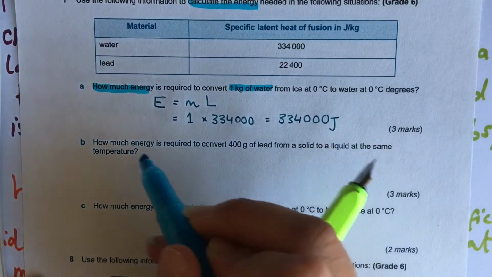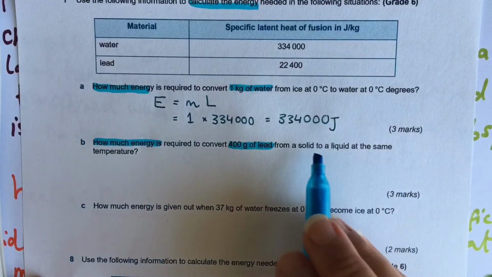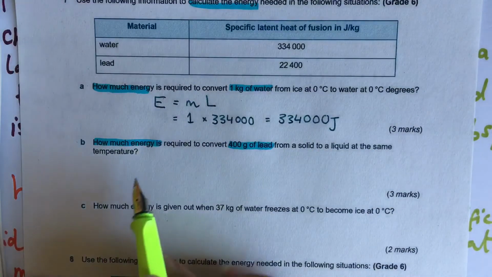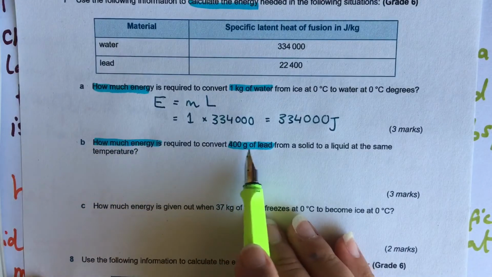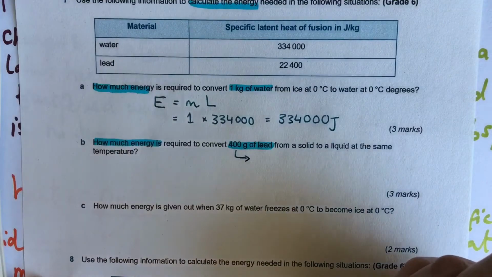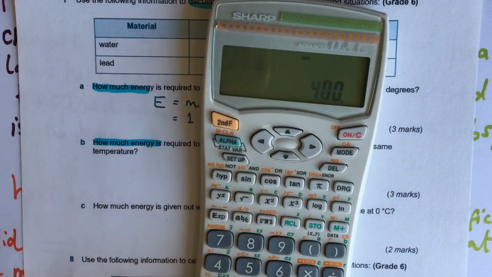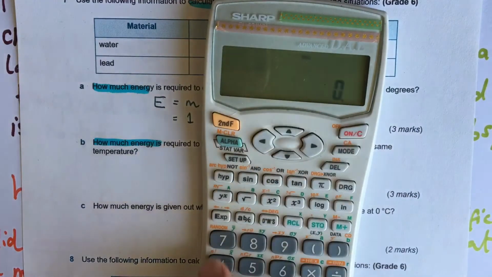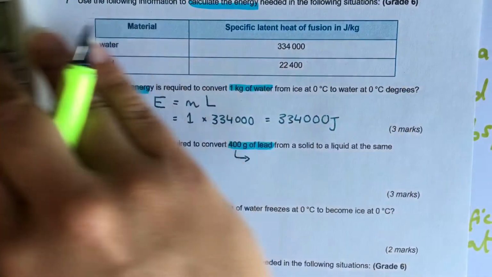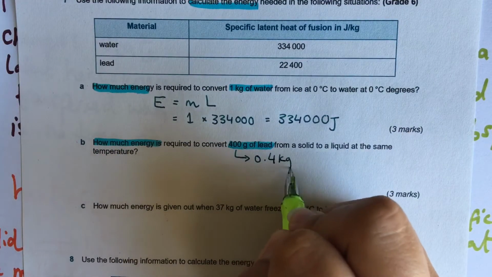How much energy is required to convert 400 grams of lead from a solid to a liquid at the same temperature? So the first thing to mention with this is it's given us 400 grams, not kilograms. So the first thing we need to do is convert that into kilograms. The way that we convert from grams into kilograms is by dividing by 1,000, which some of you will just do in your head. So 400 divided by 1,000 is 0.4. So I would just write that 0.4 here just to remind myself.